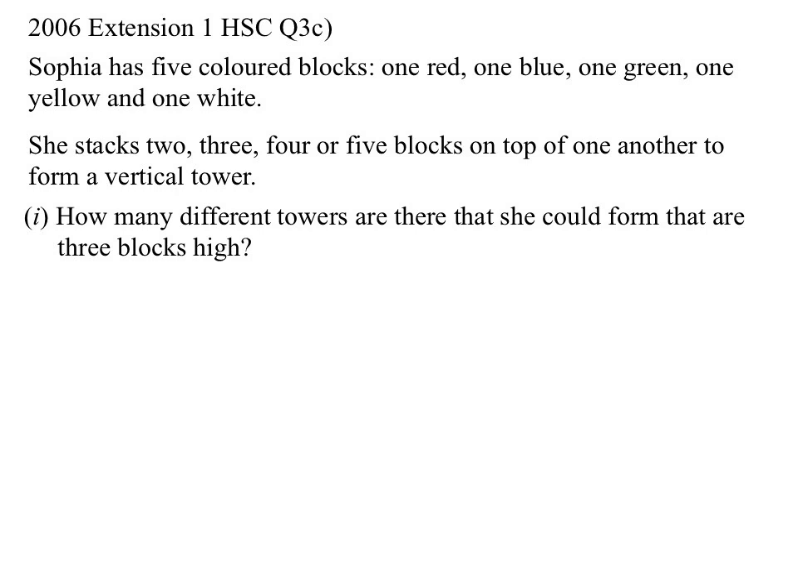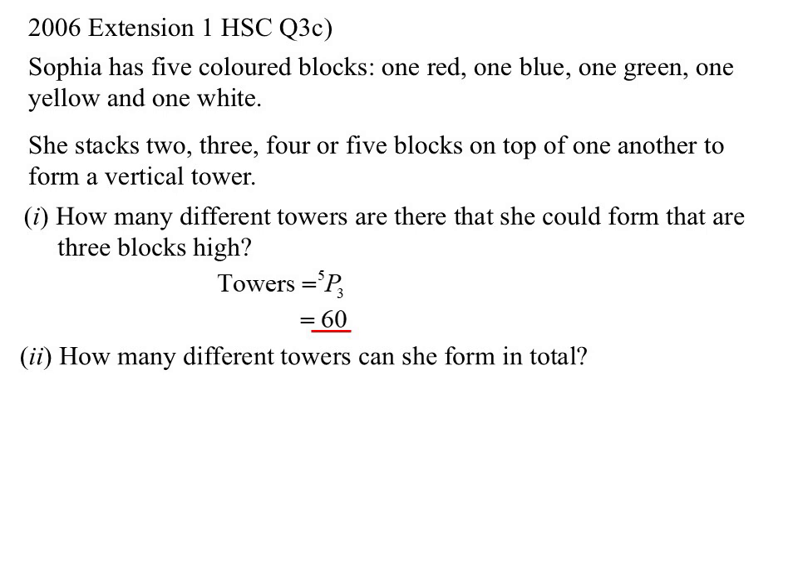Now, because they are different colours, the arrangement that we put these blocks together is important, because it will be a different tower. One tower might go red, blue, green, another tower might go green, blue, red. Yeah, it's the same colours, but it's a different tower. So 5P3, 60. Well, what about in total, how many towers?